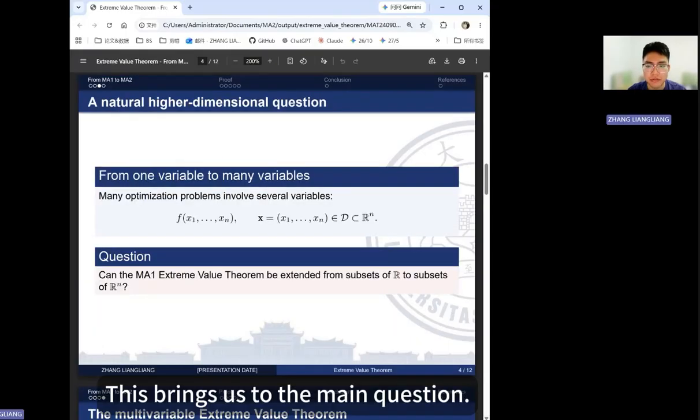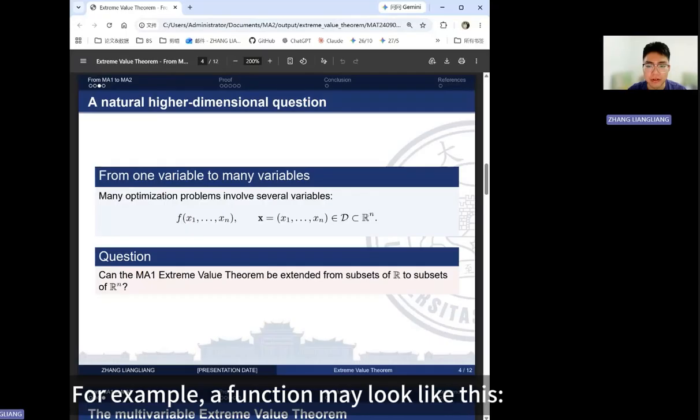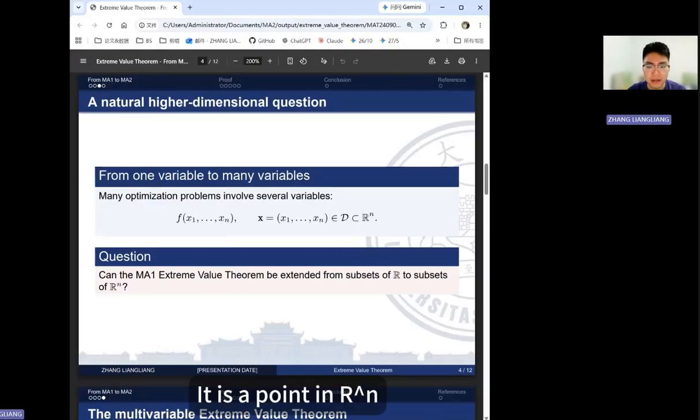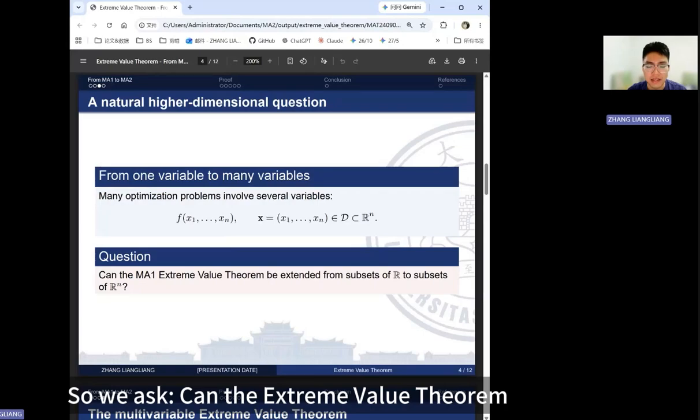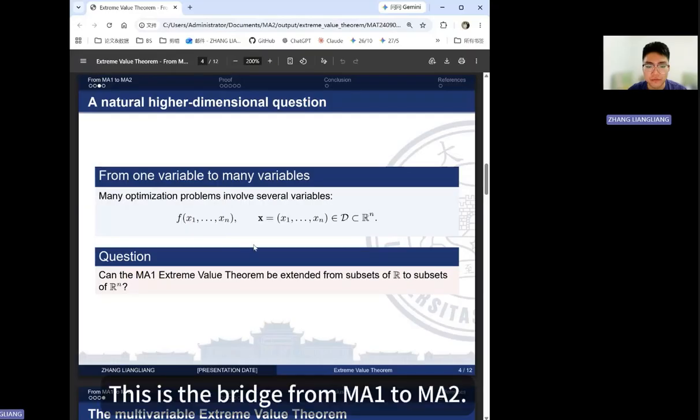This brings us to the main question. Many real problems have more than one variable. For example, a function may look like this. The input is not just one number. It is a point in Rn. So we ask, can the extreme value theorem extend from R to Rn? This is the bridge from MA1 to MA2.